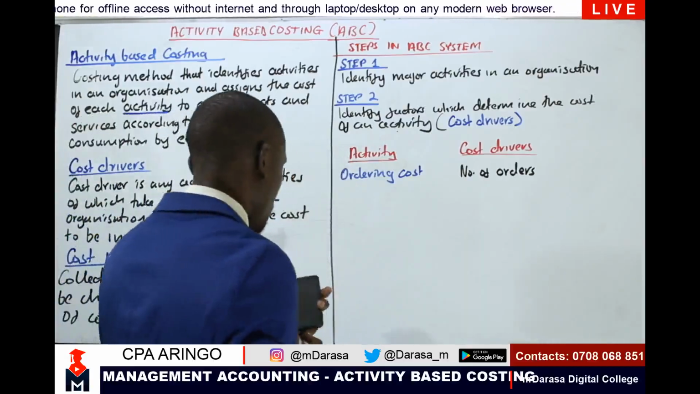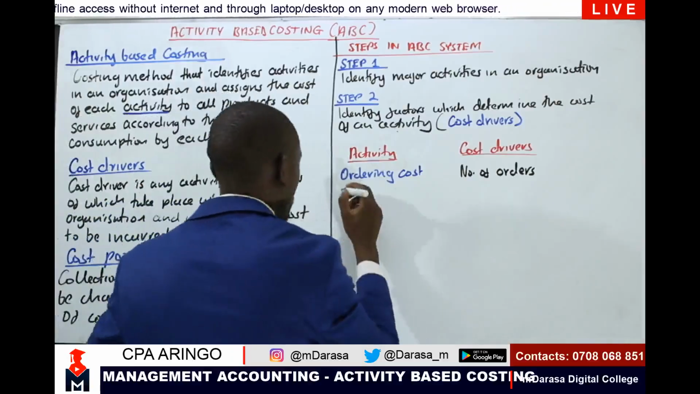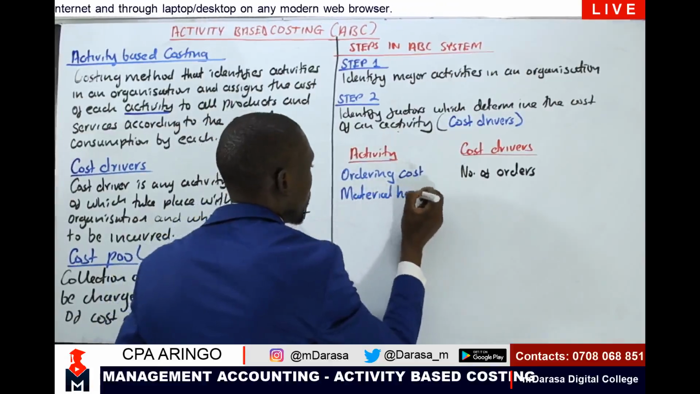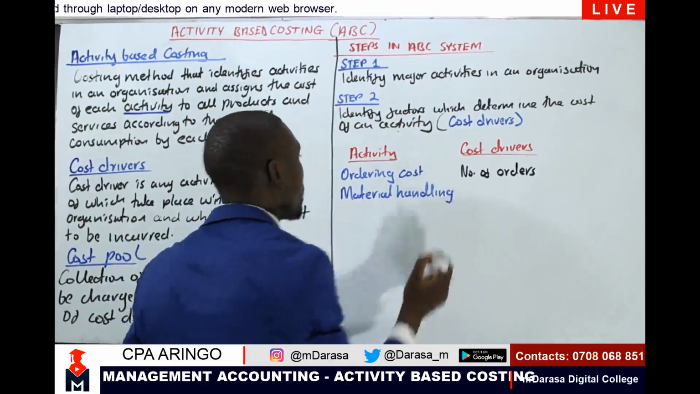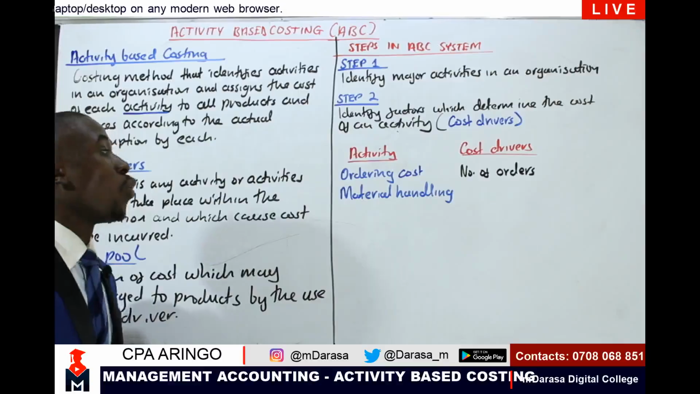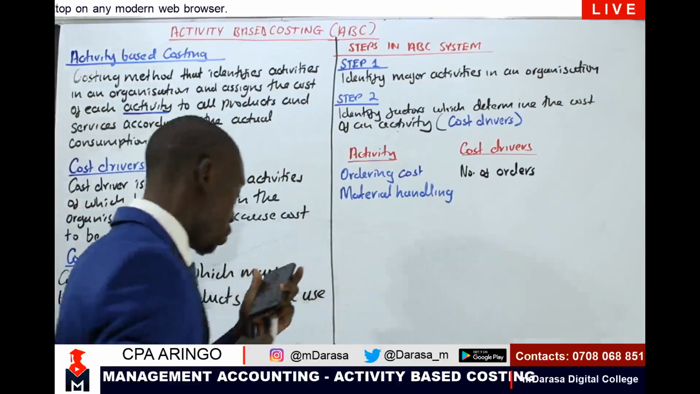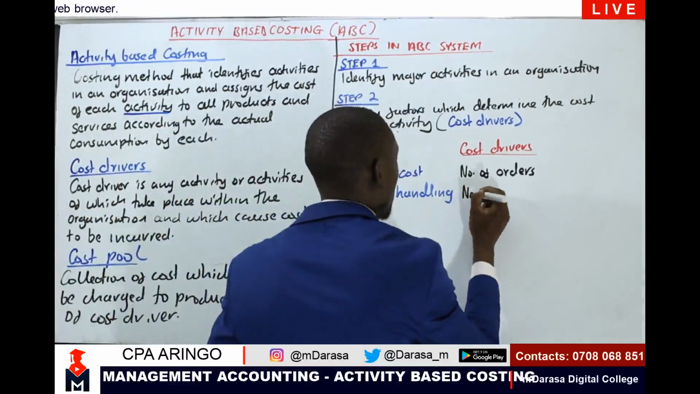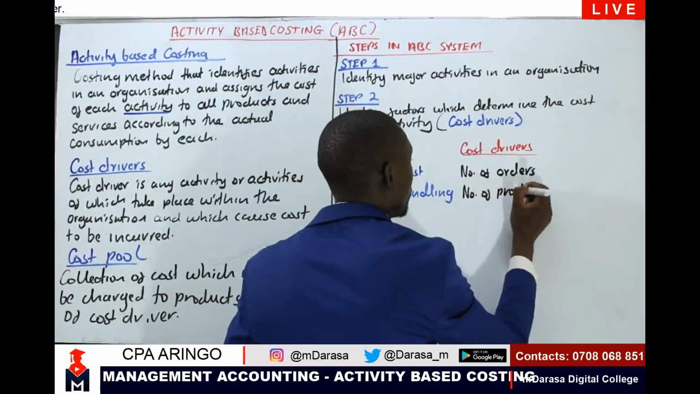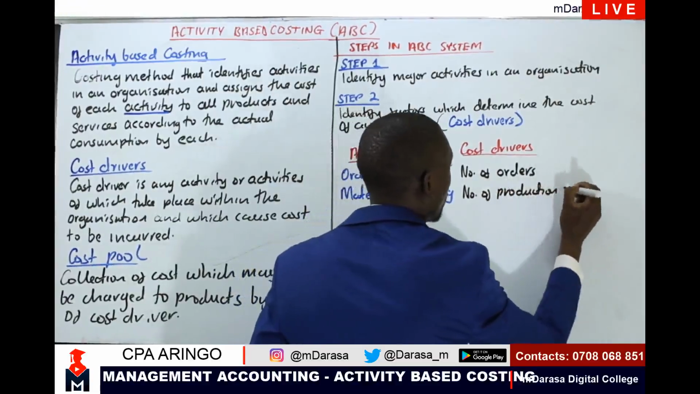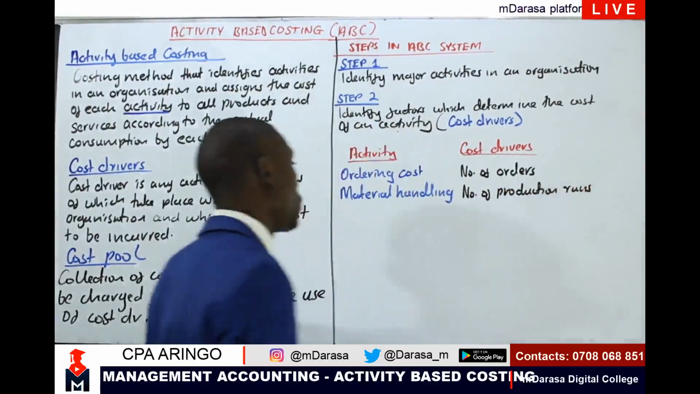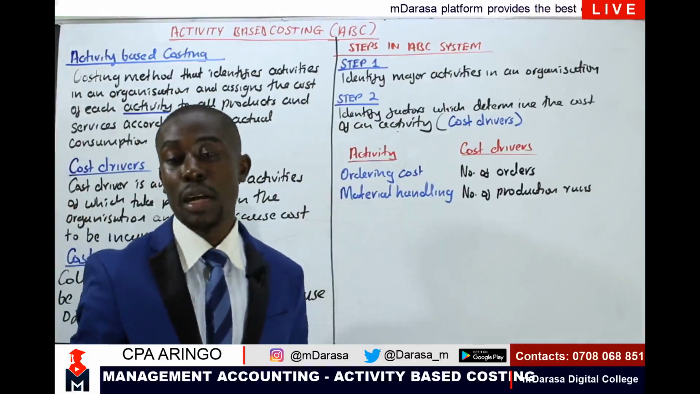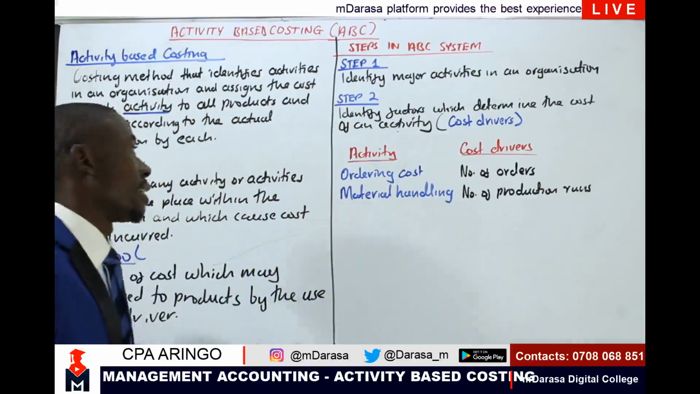Another case: take for example material handling. Having our material handling, what will lead us to incur such a cost? That should give us, say, the number of production runs. Alternatively, we can talk of the number of materials in that case. That is just an example.